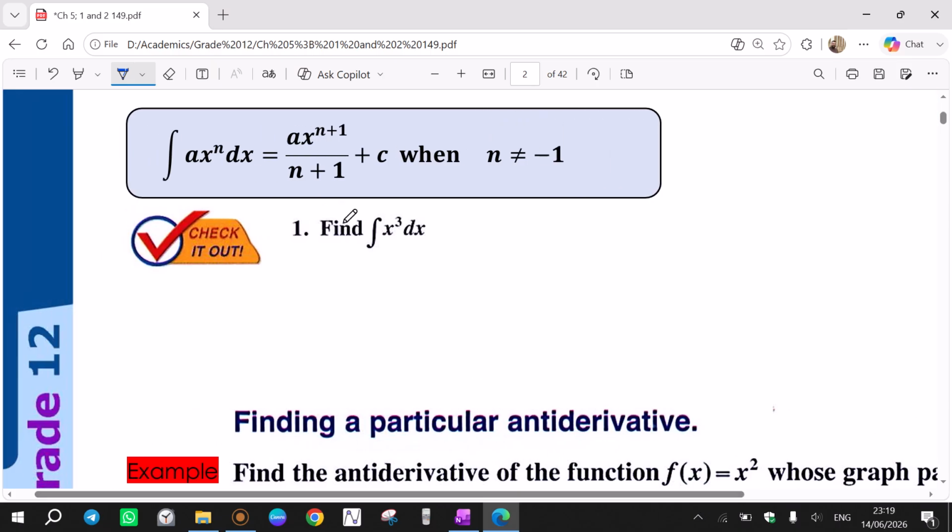Okay, check out. What is the integral of x power 3? Obviously, x power 4 over 4 plus c.